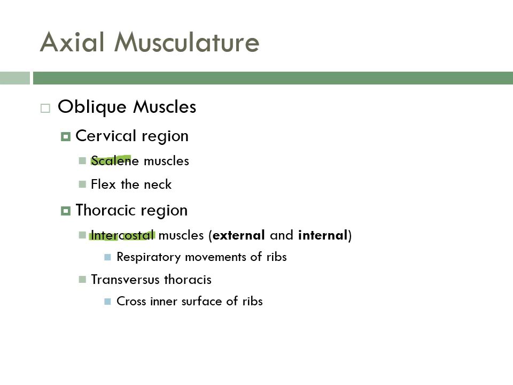You have external and internal intercostal muscles, and those actually help to elevate and depress your ribs during breathing. So the external intercostals bring your ribs up and open while you inhale, and then the internal intercostals bring your ribs down and close while you exhale. You don't have to memorize that. Just know that they move the ribs and are muscles of respiration. And then the transversus thoracis is a transverse muscle that actually crosses the inner surface of the ribs.